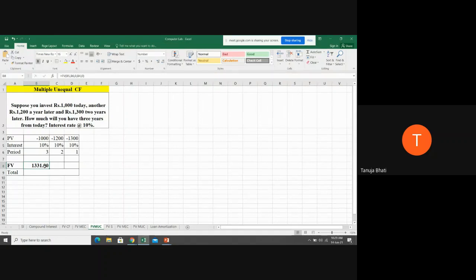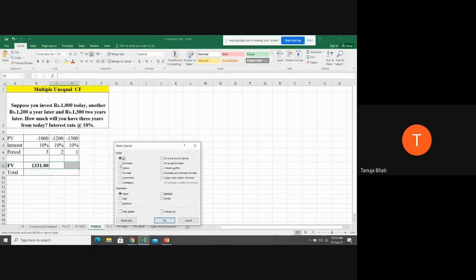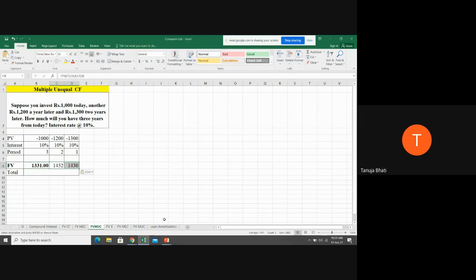So what you have to do, everyone pay attention. Here you have to do Control C. That is, you have selected that cell. Then select those cells where the values have to be pasted. So values have to be pasted here as well as here. And what you have to do is Alt ES. You have to paste the formula. So just click on formulas, click OK. So you have automatically got the future value at the end of year 2 and at the end of year 3.